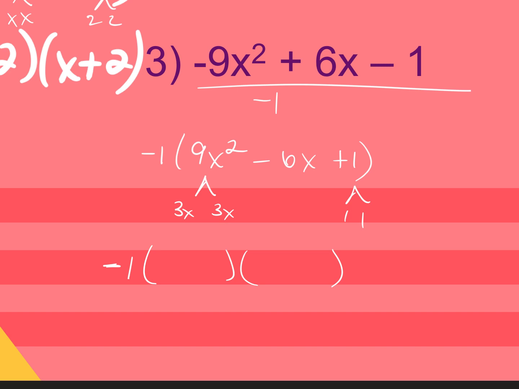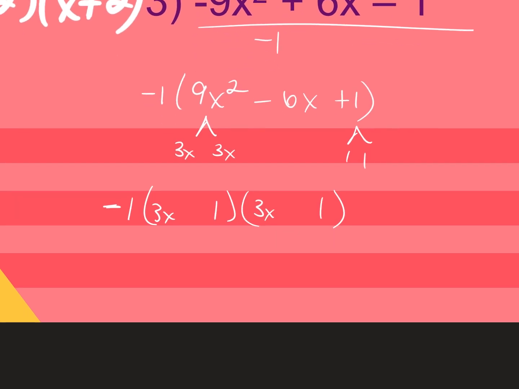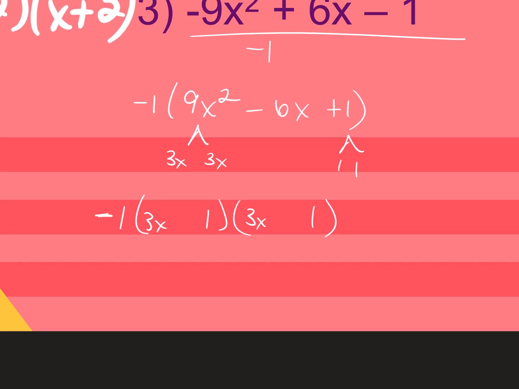What do my binomials look like? 3x in the front of each, yeah? 1 at the end. And what are these signs? All right, what happens if I put a plus and a minus? If I FOIL them back together, what's going to happen in the middle terms? It's going to cancel out. Whenever you have a perfect square trinomial, you're going to have the same sign in each parenthesis, and it's going to be that middle sign.